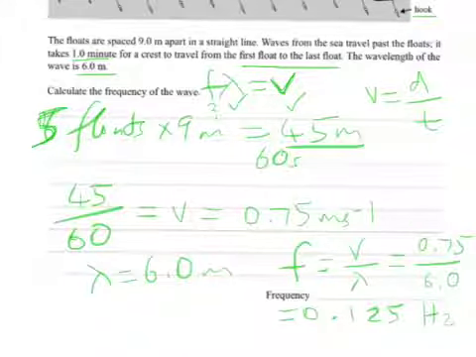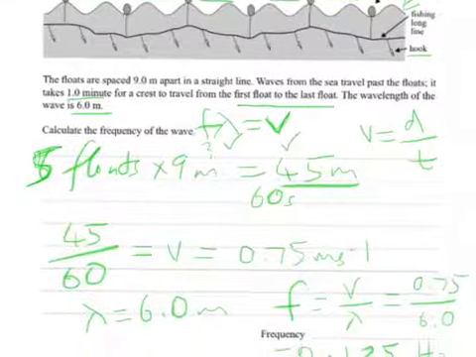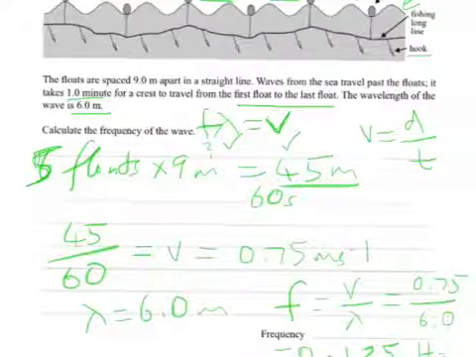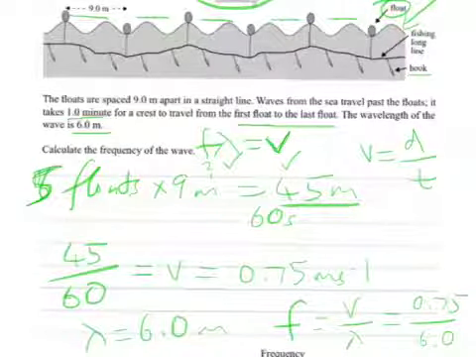We want to see, does that make sense? 0.125 cycles per second would mean that it takes a while. Oh, well, it would take about 8 seconds for one cycle. 8 seconds for one cycle, does that seem right when you've got a wave passing?